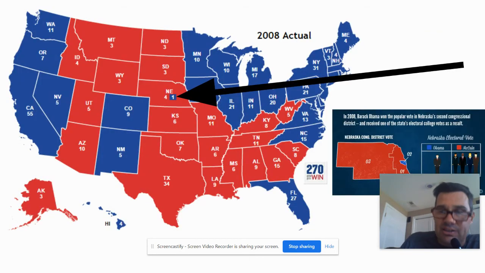And then this is 2008, so it was against McCain. Sorry, I'd forgotten that. But you see congressional district number 2 on the right-hand side of the map. Obama wins that. And then the rest of the state, though, voted for John McCain. So he wins the 4 other electoral votes.